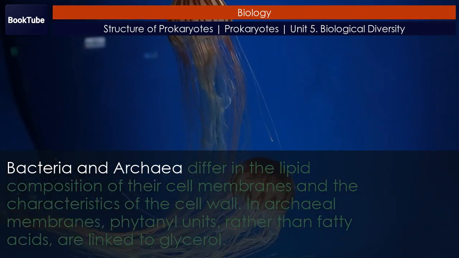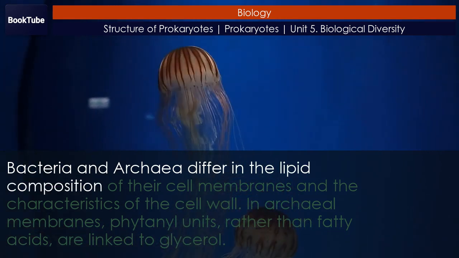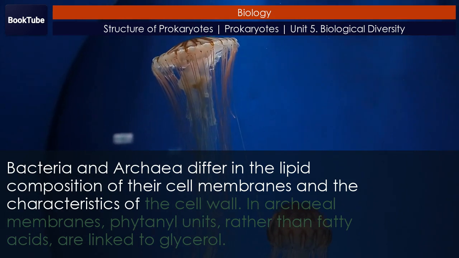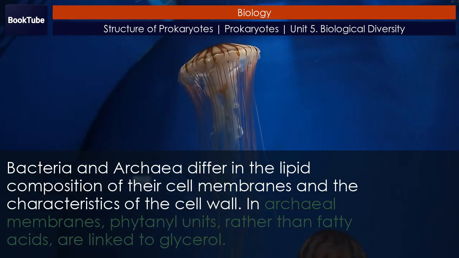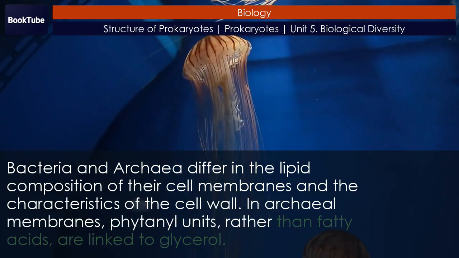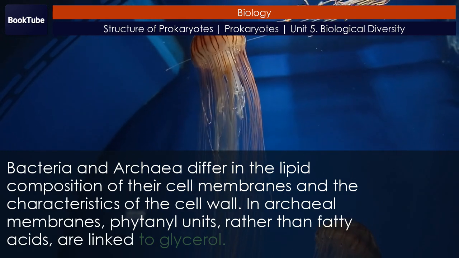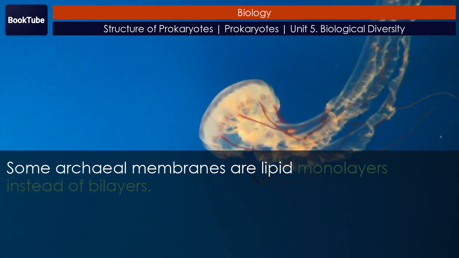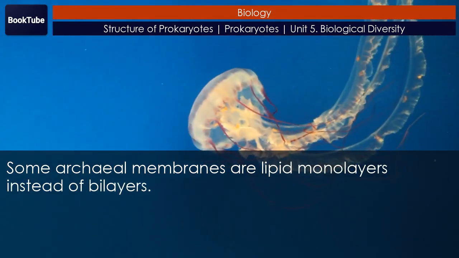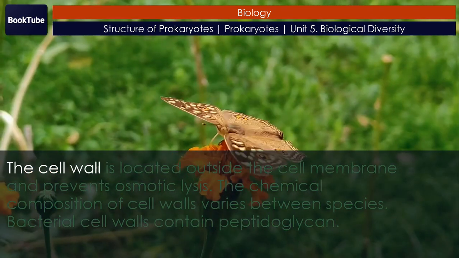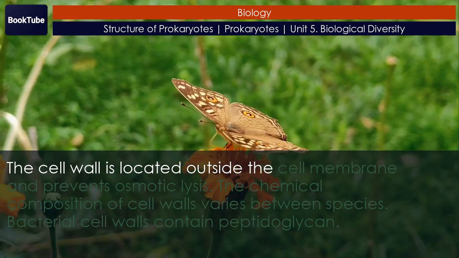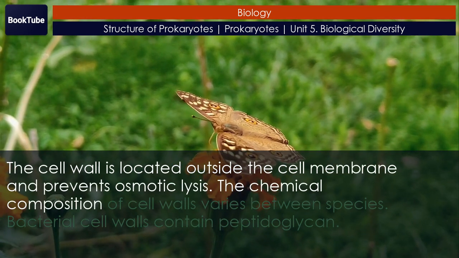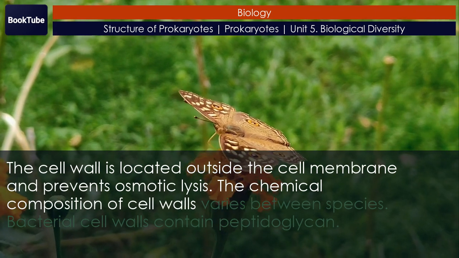Bacteria and archaea differ in the lipid composition of their cell membranes and the characteristics of the cell wall. In archaeal membranes, phytanyl units, rather than fatty acids, are linked to glycerol. Some archaeal membranes are lipid monolayers instead of bilayers. The cell wall is located outside the cell membrane and prevents osmotic lysis. The chemical composition of cell walls varies between species.